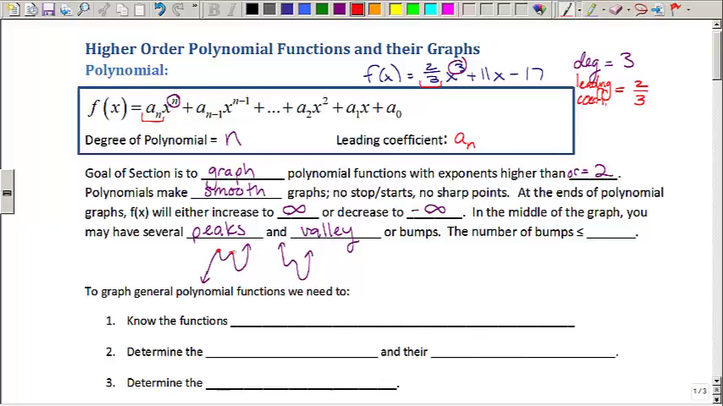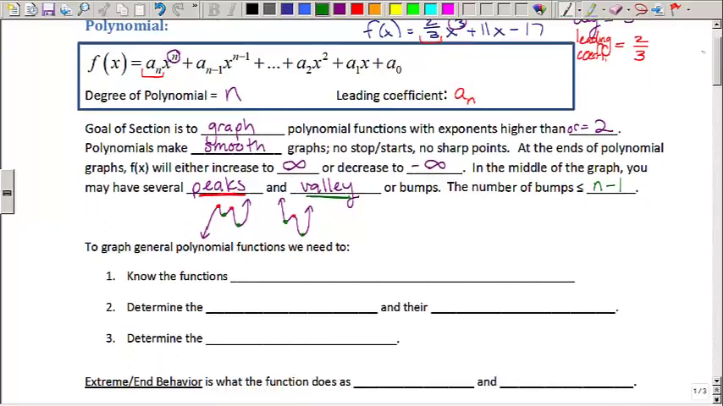My peaks are the high points. The valleys would be these low points. And if you put those peaks and valleys together, we can call them bumps. And I want you to know that the number of bumps will always be less than or equal to n minus 1, or the degree less 1. We'll be using this information a little bit later on.